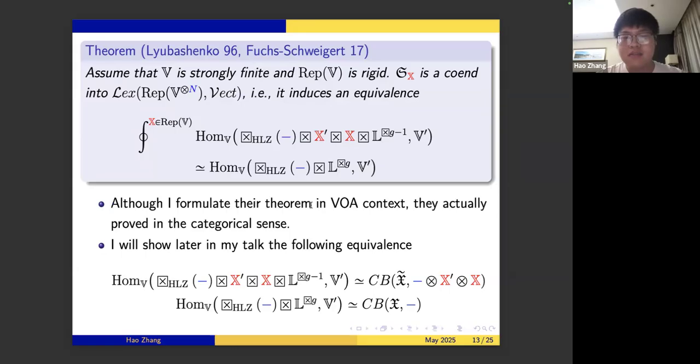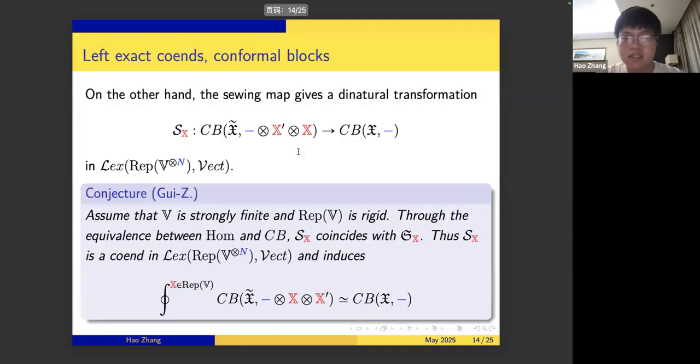Although I formulated their theorem in the VOA context, they actually proved this theorem in a categorical sense. That is, they start with the data of a finite tensor category and prove everything in the categorical sense, but I can formulate their results in the VOA context. So I assume this condition. I will show later in my talk that this hom space is equivalent to this conformal block space, and this hom space is equivalent to this conformal block space. So it is natural to guess that this equivalence can be translated into conformal block language. So this is my conjecture. This is our conjecture.